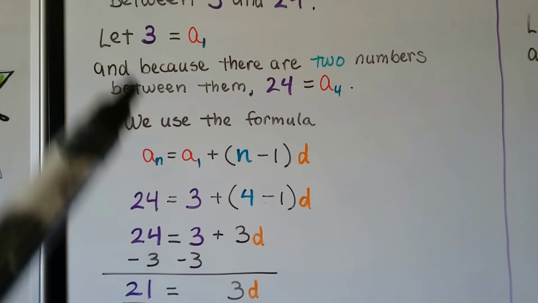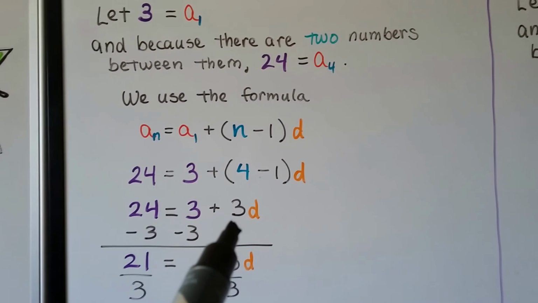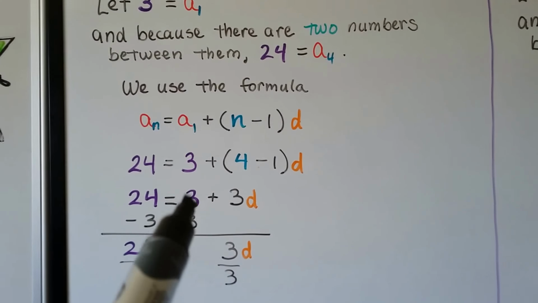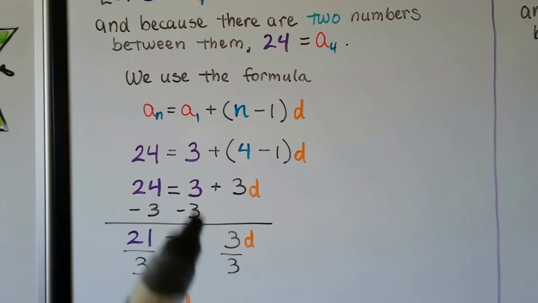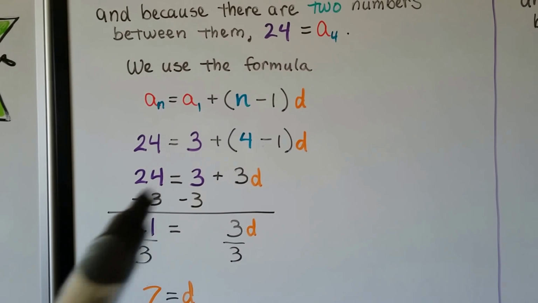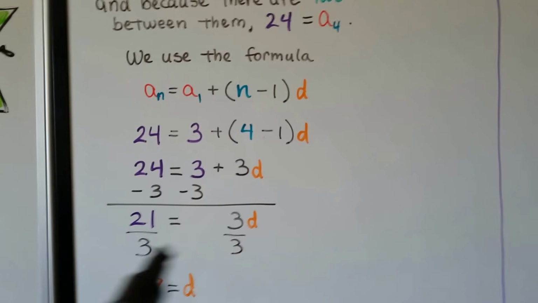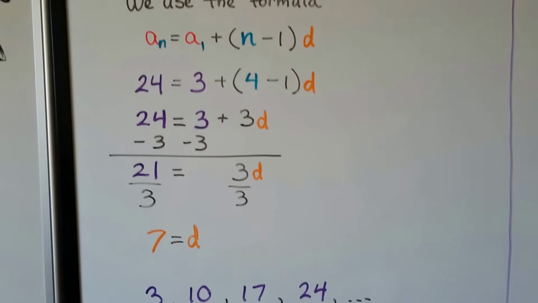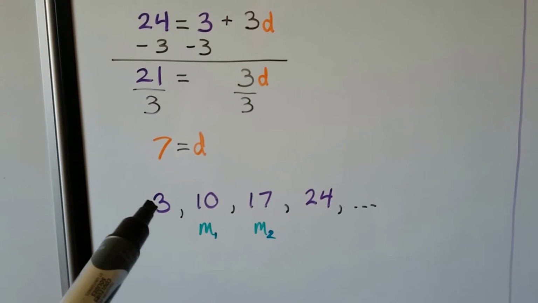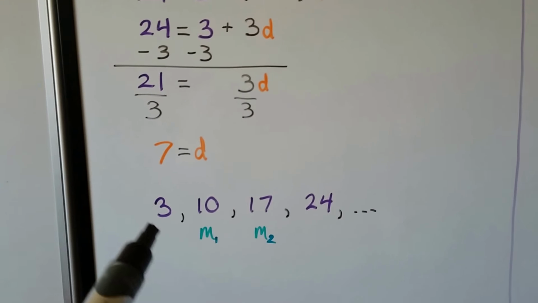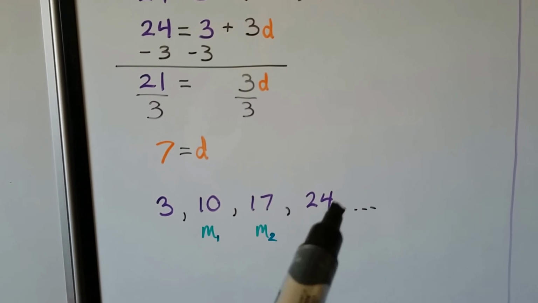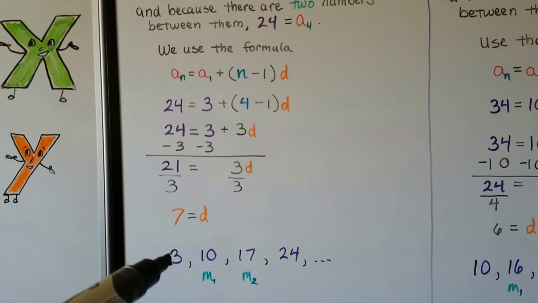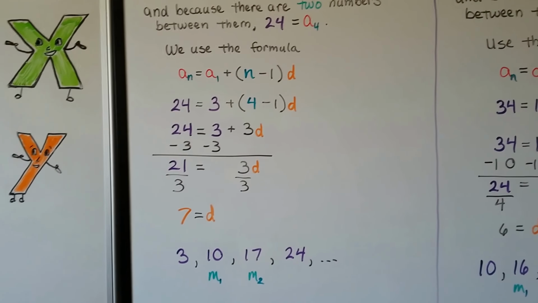We've got our 3 as a sub 1. 4 minus 1 is 3, so we've got it simplified to this, and to get rid of this 3, because we want to solve for d, we subtract 3 from both sides. We get 21 equals 3d. We divide both sides by the 3. We get 7 equals d. 7's the common difference. So if 3 is the first one, and the difference is 7, we know the next one's 10, the next one's 17, the next one's 24. And it worked out because those are the numbers we needed. We needed 3 to be the first one and 24 to be the 4th one, didn't we?